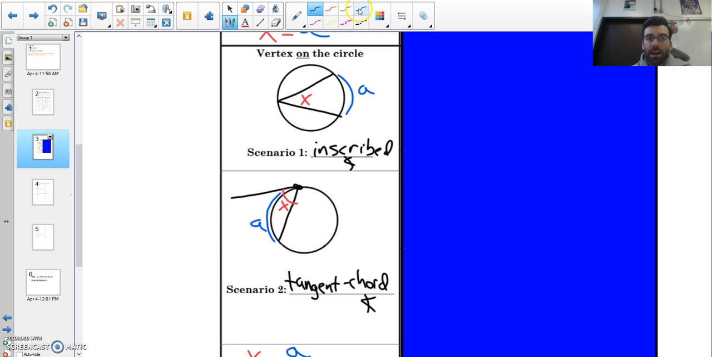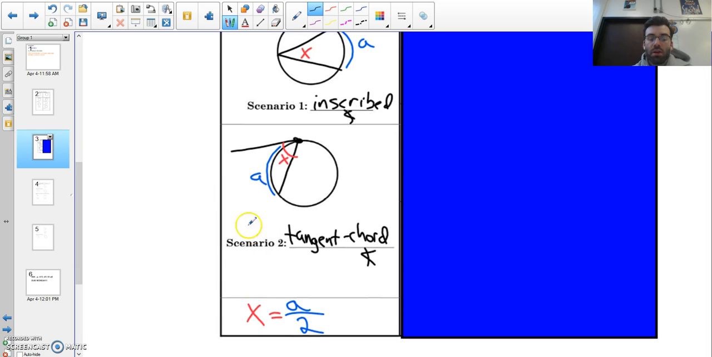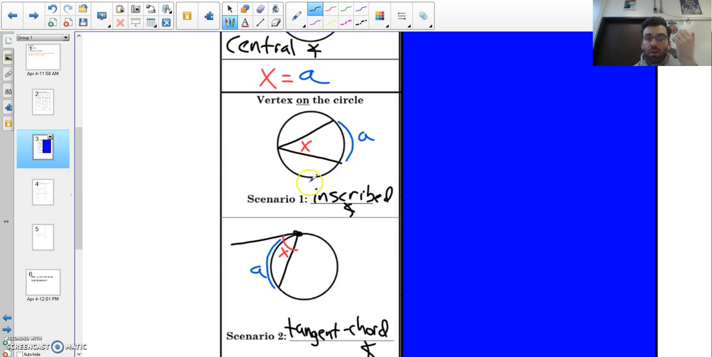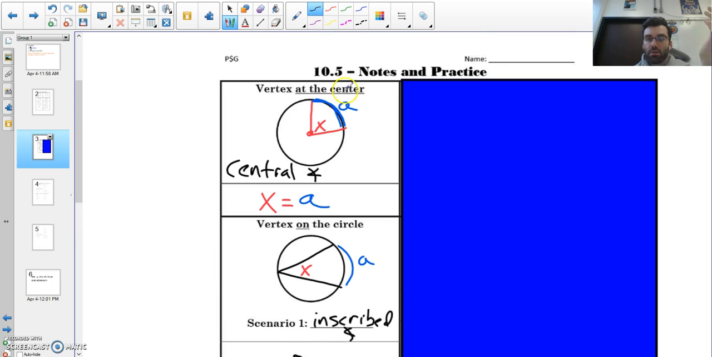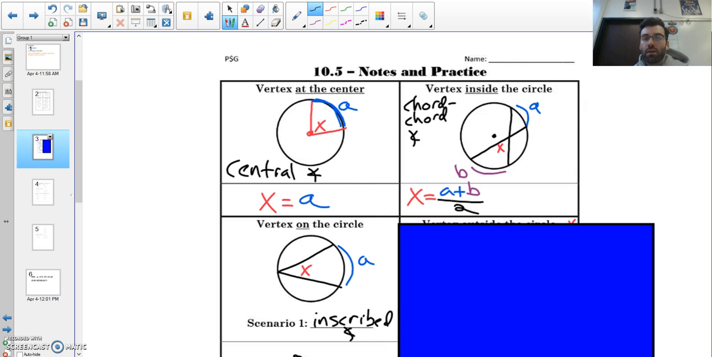The next type of angle is a tangent chord angle. It's formed by a tangent and a chord. Here's your angle, vertex on the circle. Here's the arc that it forms. For those two angles, the angle is equal to the arc divided by 2. All of these angles are named by their segments. This is a tangent chord. This is inscribed because it's fully inscribed in our circle. This is a tangent chord and not an inscribed angle because the tangent line is on the outside of the circle.